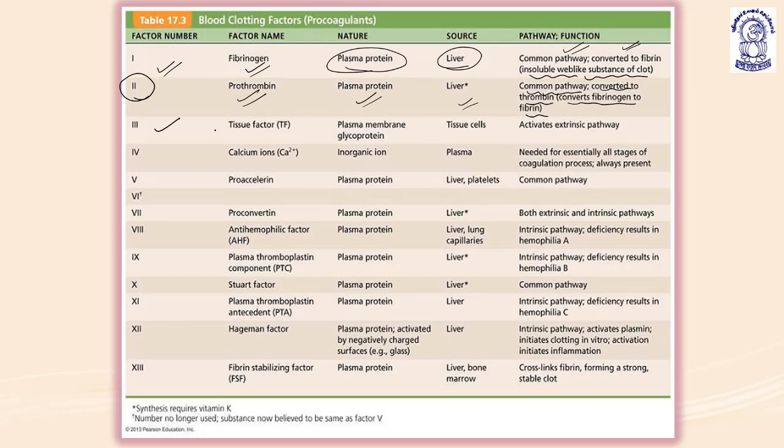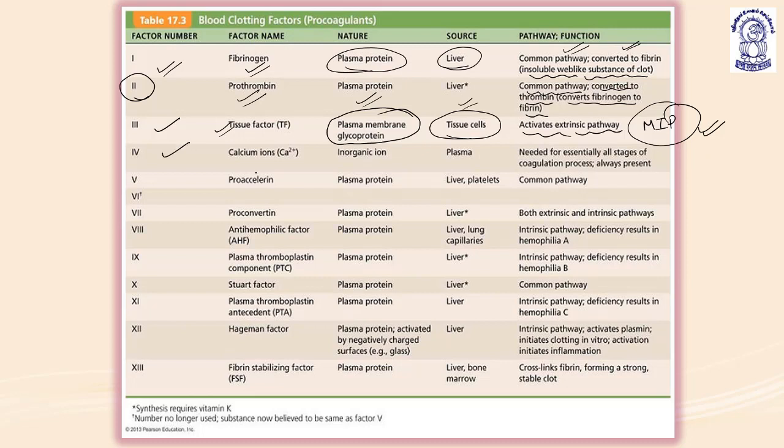Factor number three, tissue factor, which is a plasma membrane glycoprotein. It is obtained from tissues. It activates the extrinsic pathway. The most important, please remember. Factor number three, tissue factor, basically initiates the extrinsic pathway, and it is obtained from plasma membrane glycoproteins, and the source is tissue cells.